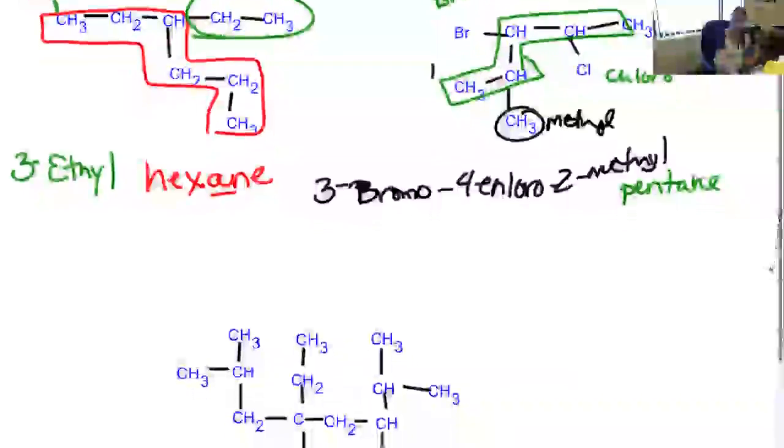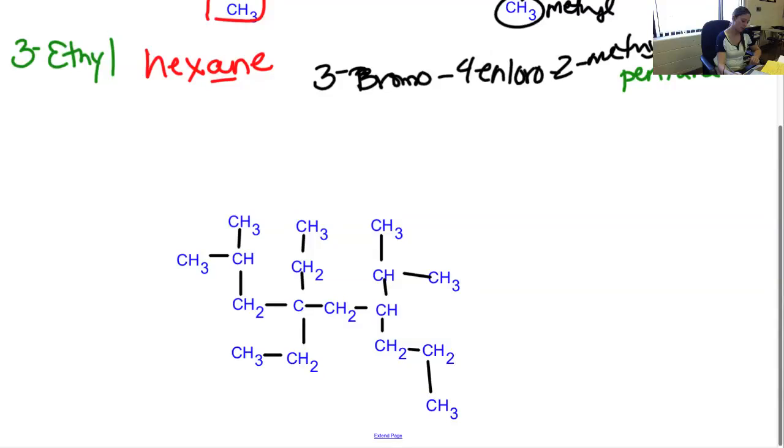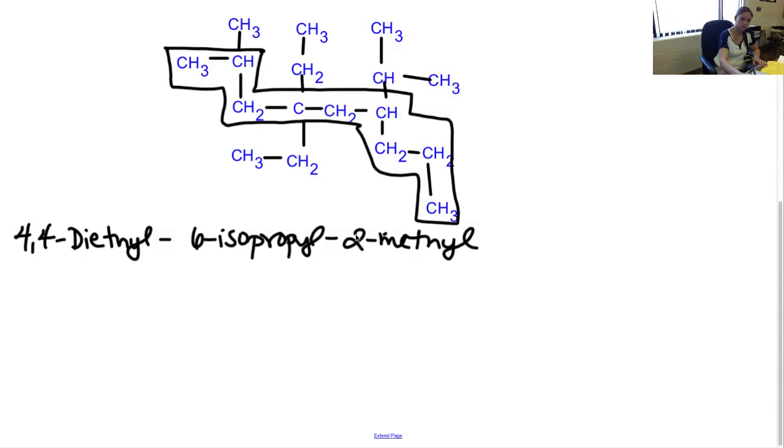Go ahead and draw this big one here, and then we'll go ahead and name that one. I'll go ahead and try and name that one actually. Okay, when you name this one, make sure you have a carbon chain of 9. So I've got nonane. I have all these substituents.